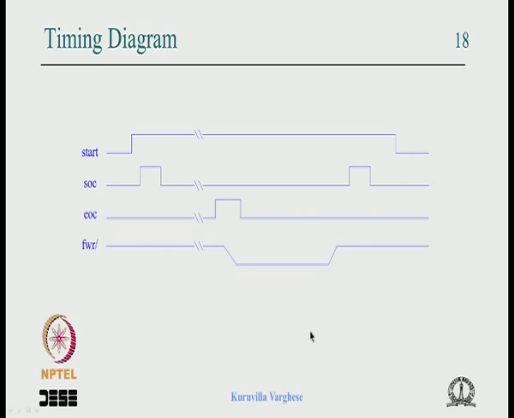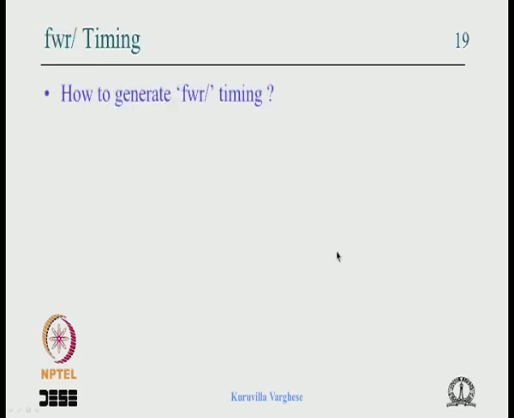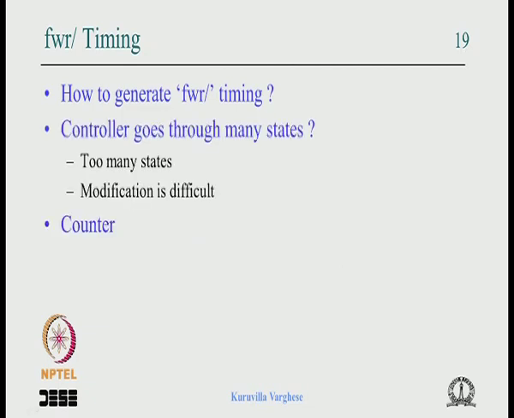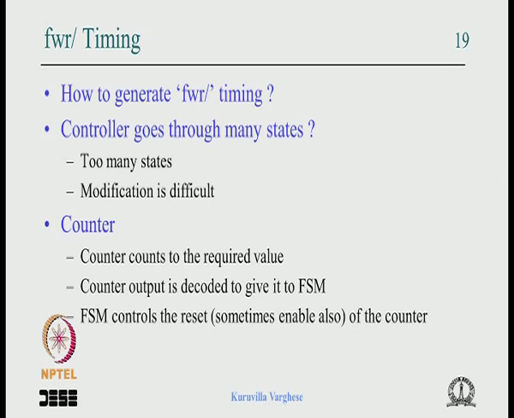Now wait for the counter to reach a particular count, which we can decode using a decoder, and that signal is given to the controller. When that signal comes, the state machine goes to a new state and terminates this. The FIFO write is made 1. This is more elegant because, say we use an 8-bit counter, various counts can be decoded. So you have the flexibility of choosing many values, and only the decoder needs to change.